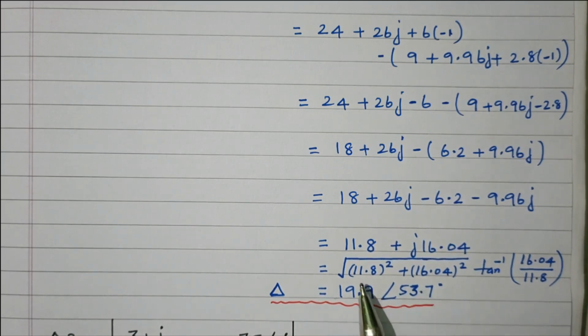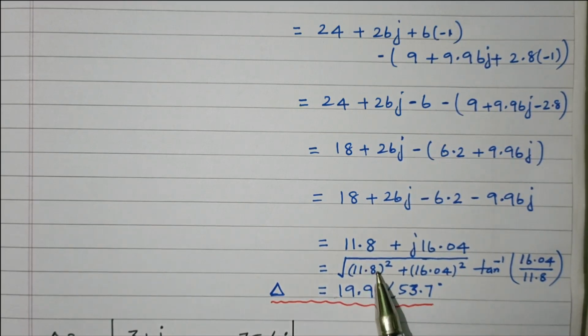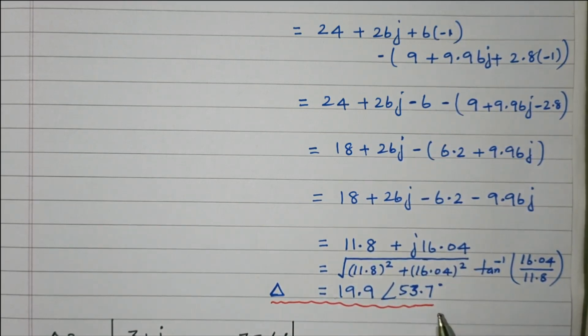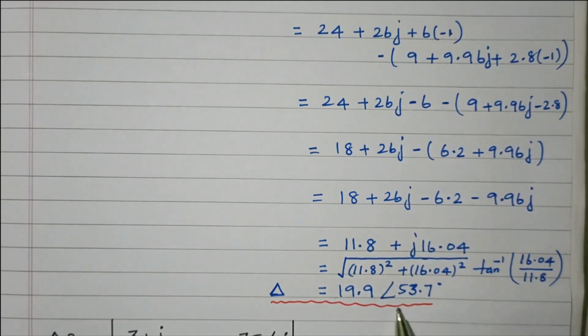How to find the magnitude? Square root of 11.8 square plus 16.04 square. That is nothing but square root of a square plus b square. Then how will you find the angle? Tan inverse b by a. So this is b, this is a. B by a, 16.04 divided by 11.8. So square root of a square plus b square and tan inverse b by a is the formula. After simplification we got 19.9. The magnitude is 19.9. Angle is 53.7 degree. Now we got this value.